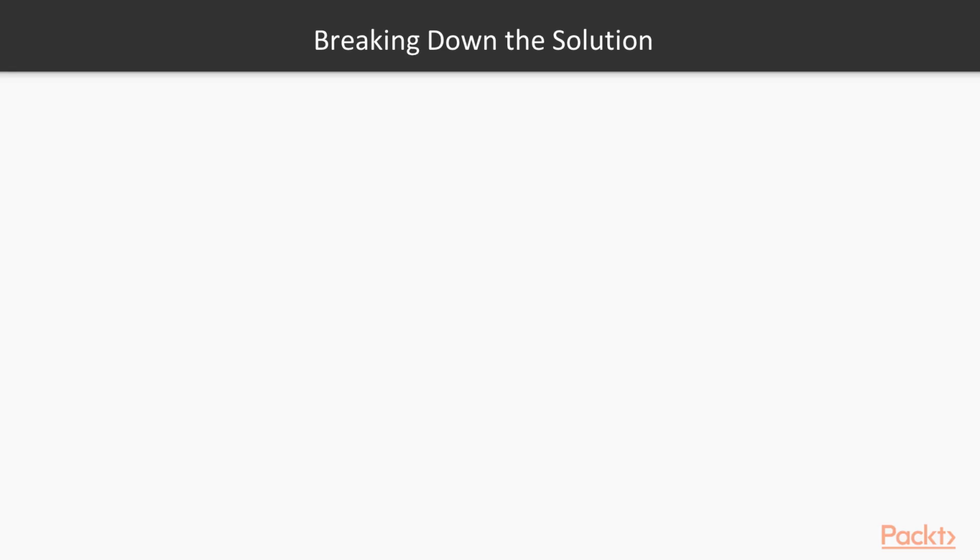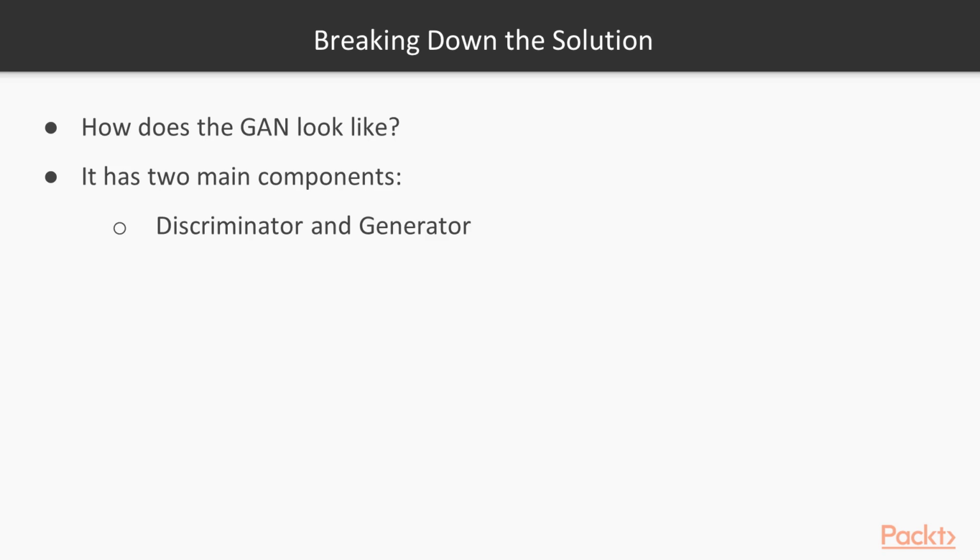GANs are pretty non-standard networks, and the first question you have to ask yourself is what does the GAN look like? It has two main components: a discriminator and a generator. The discriminator just learns to distinguish between the fake images of digits and the real ones, and the generator tries to fool the discriminator by generating fake images. So those are the two main components.